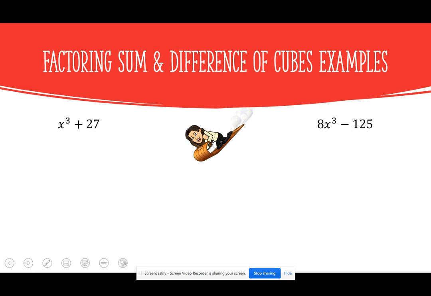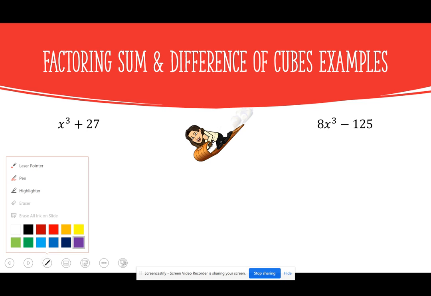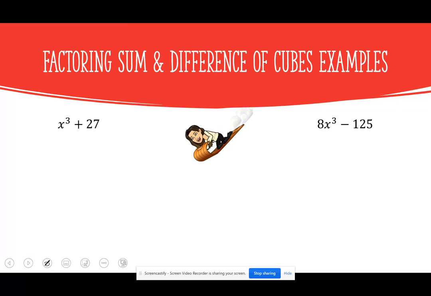Some examples of these. We have x cubed plus 27. With numbers like 27, I like to write out what the cube is, so we have x cubed plus 3 cubed. First, I like to go through and set up my signs: same, opposite, always positive. You always take the first of each, so we just get x plus 3. Then square the first one, x squared, and then 3 squared goes last. In the middle, they're just multiplied together, so 3x. So we get x plus 3 times x squared minus 3x plus 9. You cannot factor this further because nothing multiplies to 9 and adds to 3.